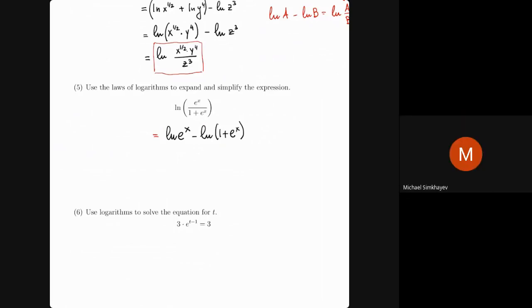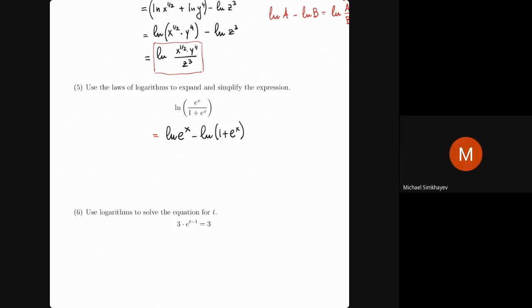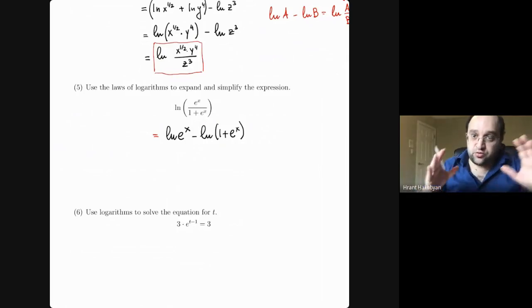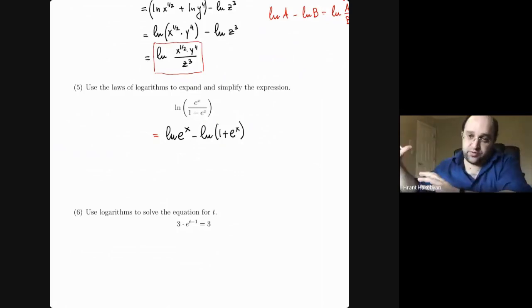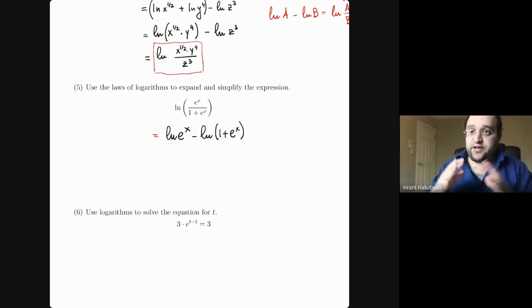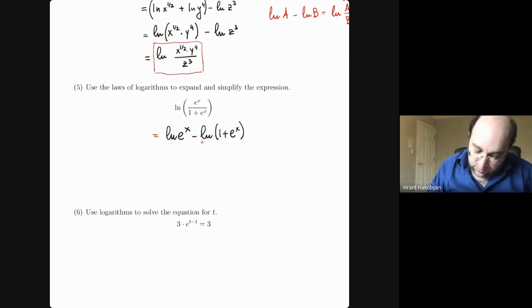Why can't you simplify 1 plus e to the x? Because it's an expression, like the square root of 1 plus x squared. I cannot write it as square root of 1 plus square root of x squared. You can't separate 1 plus e to the x, right? Right, I cannot separate it. This is logarithm of this sum. It's the argument of the logarithm function.